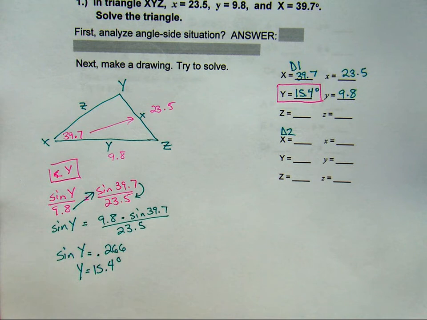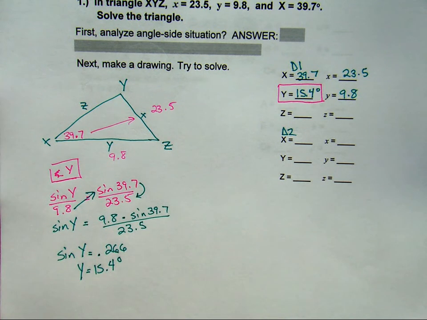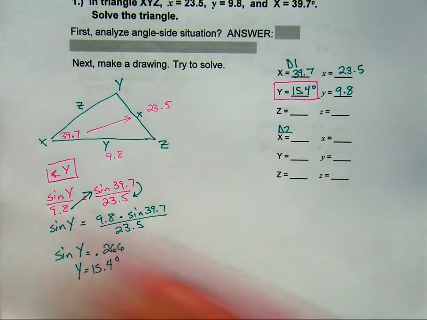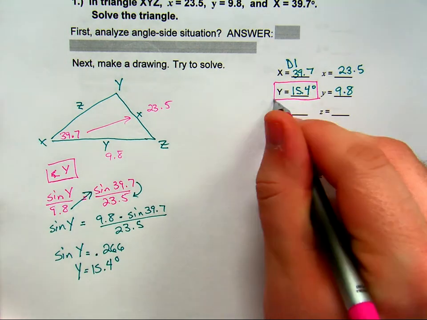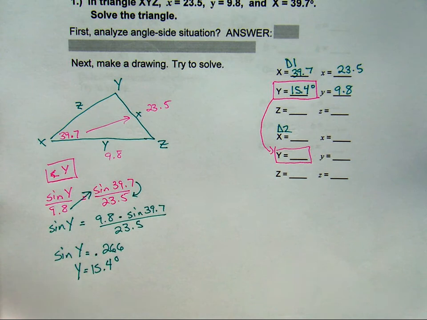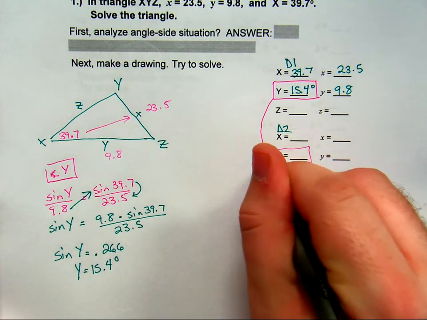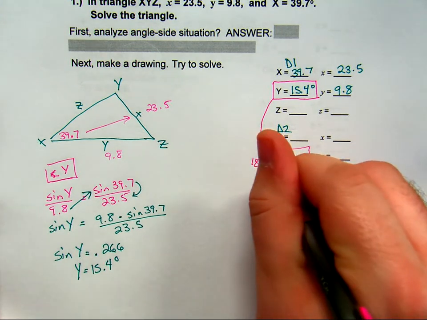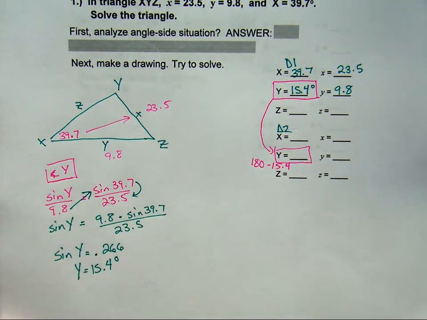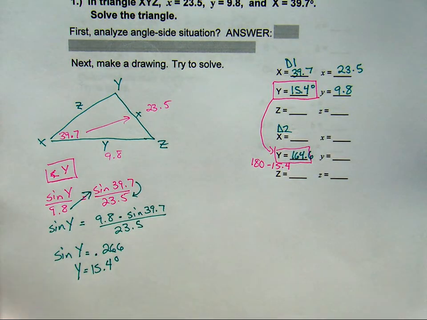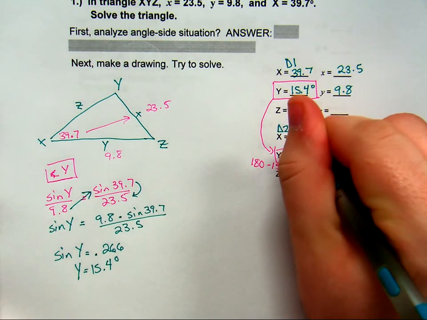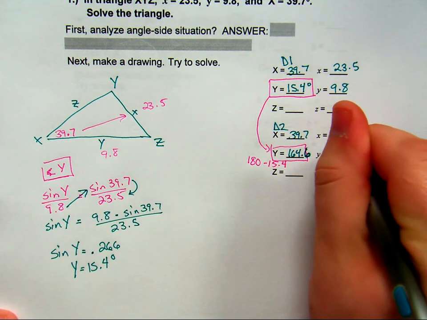Now, if there is going to be a second triangle in this ambiguous case, we would want to start by finding the supplement of the angle that we found first with the law of sines. So that's going to directly lead us into there. That angle will be 180 minus the angle in triangle 1, so 15.4, and that's 164.6. Now keep in mind, the information that they started you with of 39.7 also applies. So does 23.5. So does 9.8.